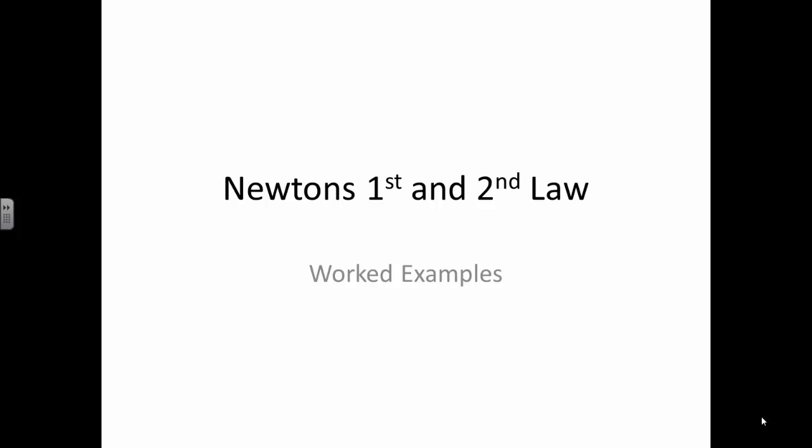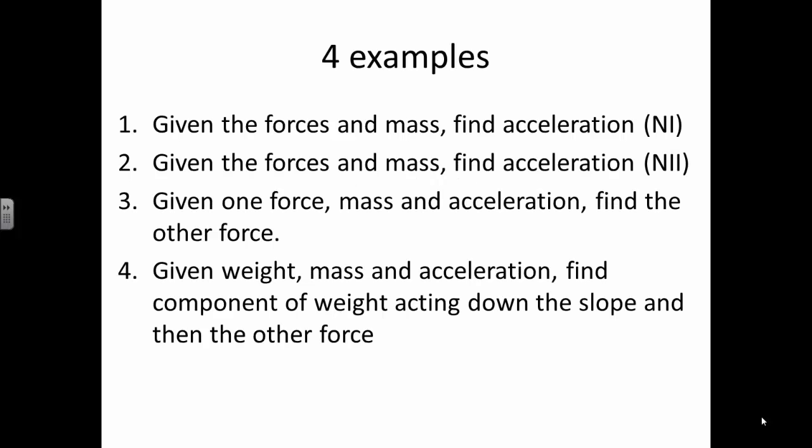Now we're going to look at 4 examples of Newton's first and second law. We have 4 examples. The first one, you'll be given the forces and mass and you will need to find the acceleration. That will be an application of Newton's first law, which means that an object will carry on at a constant velocity until acted on by a force. So in other words, the force is 0.